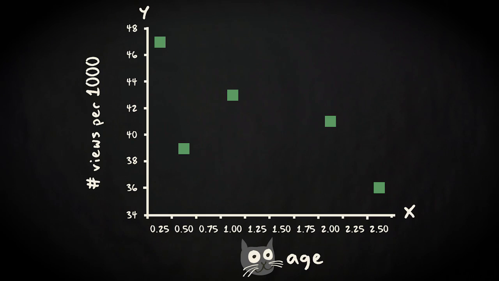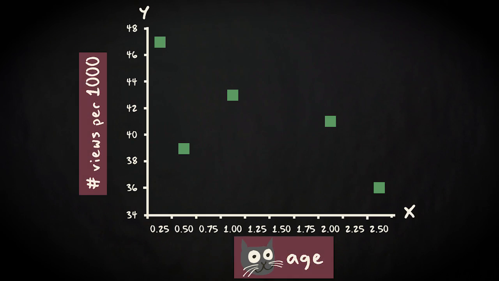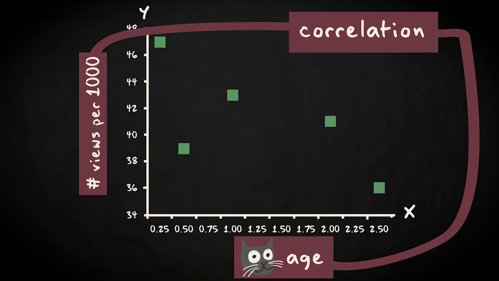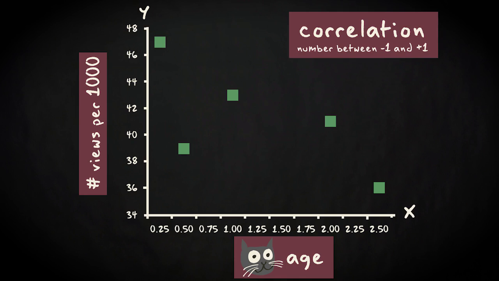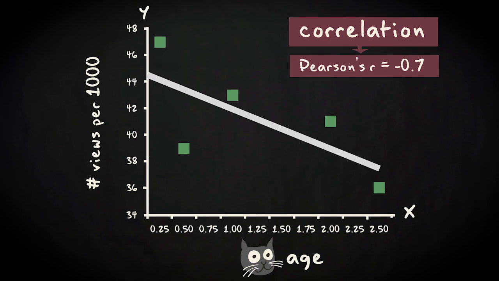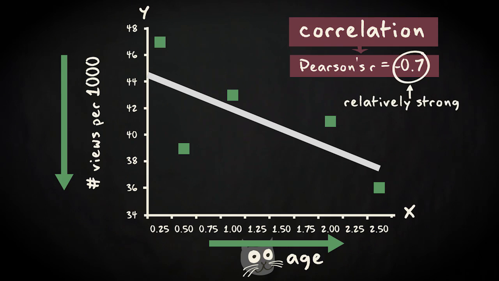To determine how strongly these two quantitative variables, popularity and cat age, are linearly related, we can look at the correlation coefficient. This is a number between -1 and +1 that expresses how tightly the data fit around an imaginary straight line through the scatterplot. From the correlation coefficient Pearson's R, we can learn whether the relation is positive or negative. In this case, videos become less popular as cat age increases. Pearson's R is negative. We can also see that the correlation is relatively strong.